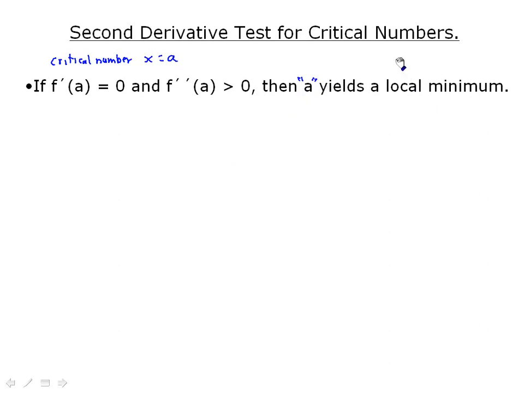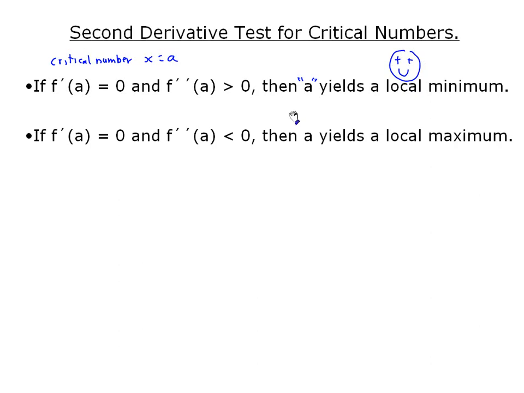So this is what we did last time. So if you're checking critical numbers and you get a positive value for the second derivative, that's going to be a minimum. So this is how we can tell whether something's a min or a max. And then the same thing here. If we have a critical number right there, and the second derivative is less than 0, then a yields a local maximum. So the same thing as we saw earlier. So this is just a special case of the second derivative analysis.